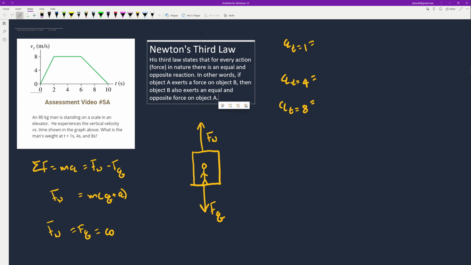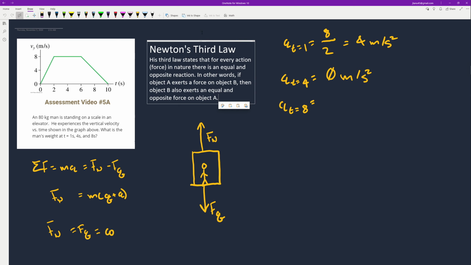Looking at time 0 to 2, we know that 1 second is in between 0 and 2, and the velocity is linearly increasing. So whatever the acceleration at 2 is going to be the same at 1. We can take rise over run. It's going to be velocity 8 over 2 seconds, equal to 4 meters per second squared. That'll be our acceleration at time equal to 1. Then when we look at time equal to 4 seconds, velocity is constant, so that means we have no acceleration. So that's just going to be 0 meters per second squared.